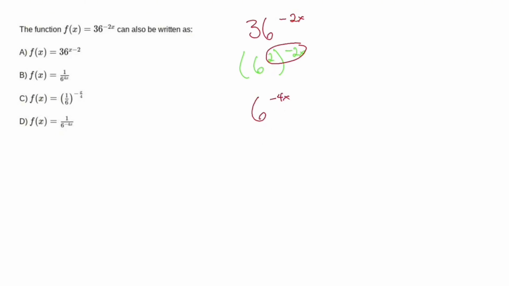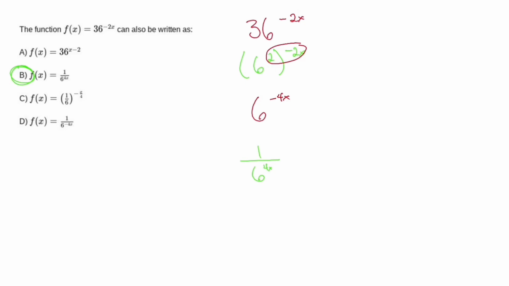Now, whenever you have a negative exponent, you take that and drop it down to the bottom of a fraction and make it a positive exponent. So in this case, there's not much I can do after this. I end up with 1 over 6 to the 4x power, which seems to match up with b. And that's our guy.